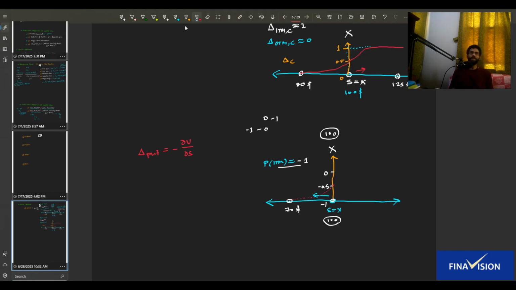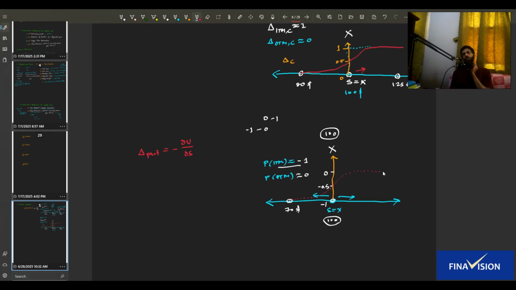And let's say on the other hand, the stock price moves upwards of the strike price. In that case, the probability of the put being in the money diminishes. It becomes very, very close to 0. So in that case, what happens is the curve moves towards 0. The curve slowly moves towards 0.